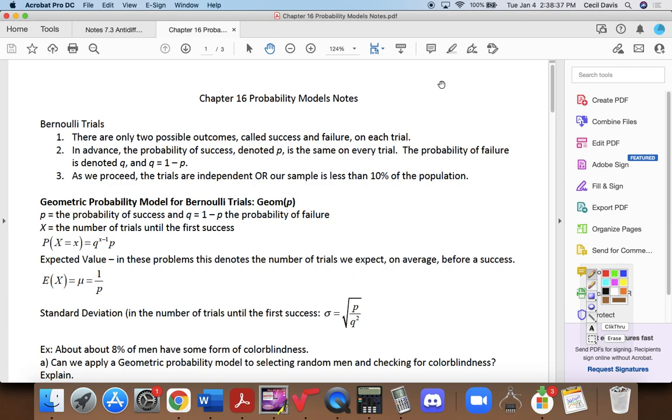So this one is on probability models, and we're going to look at something called Bernoulli trials.